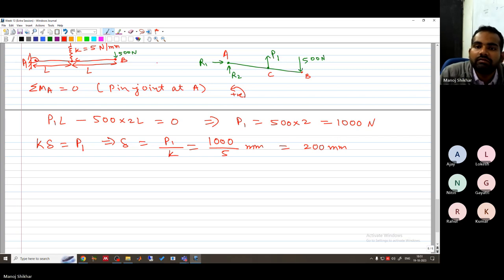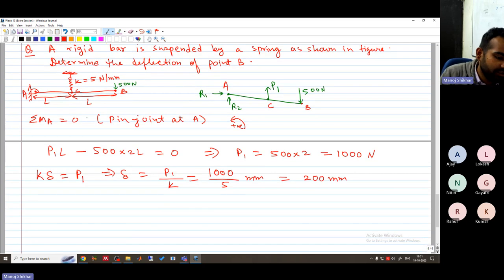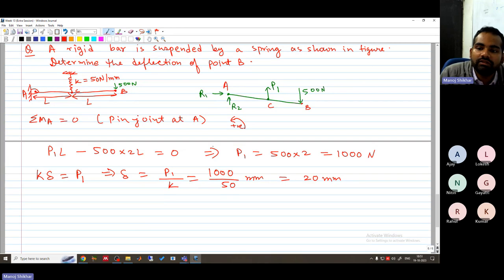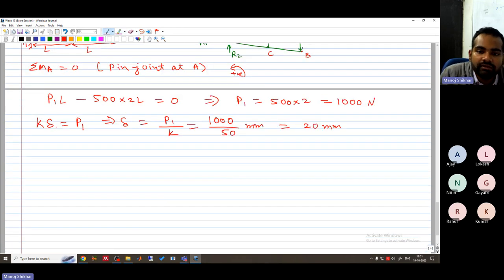Sorry. Actually, here the spring constant is 50 Newton per millimeter. I wrote 5. So the deflection is of 20 mm. Okay. So now we know that this is delta C, actually the deflection of point C, which is 20 mm.